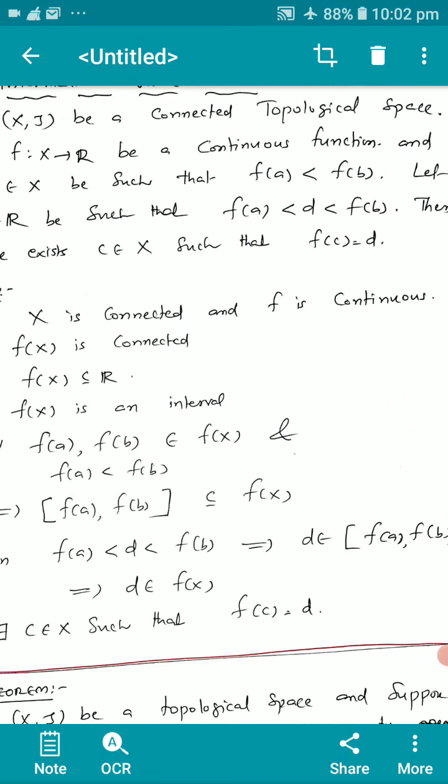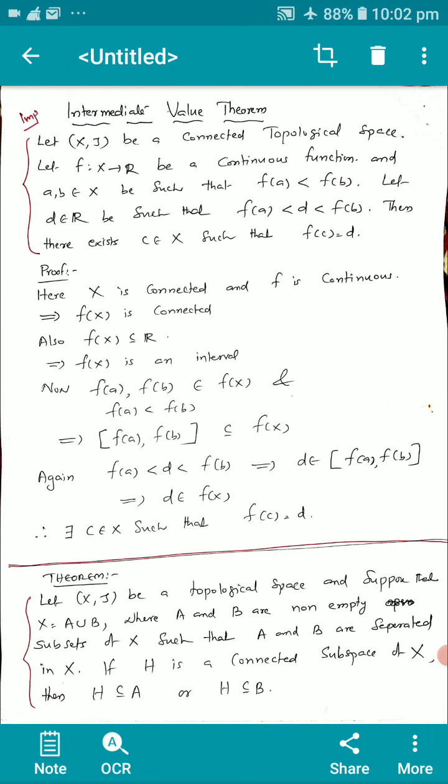Statement: let X be a connected topological space, let f from X to R be a continuous function, and a, b in X be such that f(a) is less than f(b). Let d, an element of R, be such that f(a) is less than d, which is less than f(b). Then there exists c in X such that f(c) equals d. That is, d is the image of c under f. We can go through the proof of it.